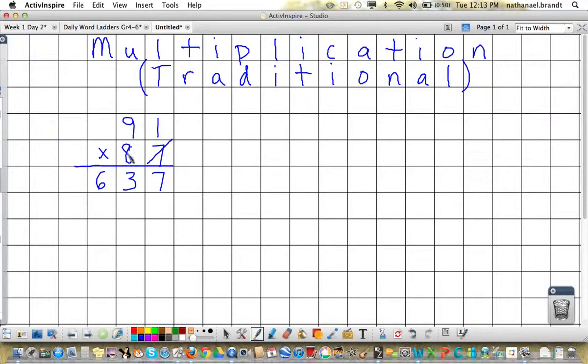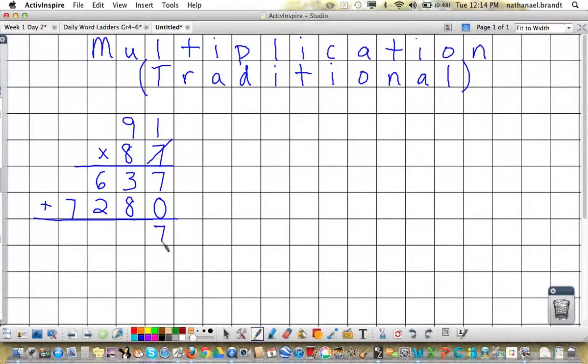Now we move over and we're going to multiply the digits on the top times the tens place on the bottom. And since we're multiplying by the tens place, we have to put our 0 down here as a placeholder. Since it's a tens place, there's 1 0. So 1 times 8 is 8. 9 times 8 is 72.